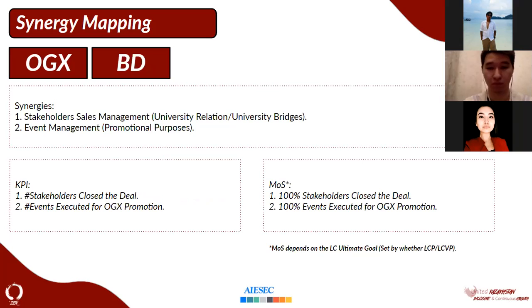So with the BD, I know that maybe there's an LSTPR, but yes, I can give you a little bit of insight for the BD. So for synergies again, stakeholder sales management and then event management with the KPI: stakeholders close the deal. Close the deal means that they want to have a partnership, maybe in terms of university relation with your LC. And then second, event execution for OGX promotion with this MOS as well, 100% based on the KPI for the MOS, but it depends on your LC.